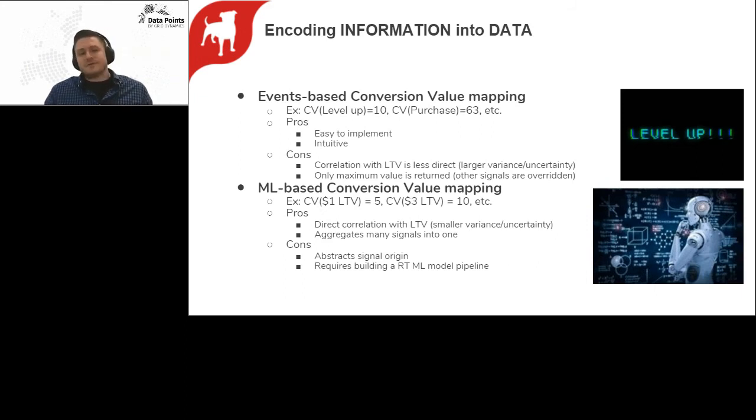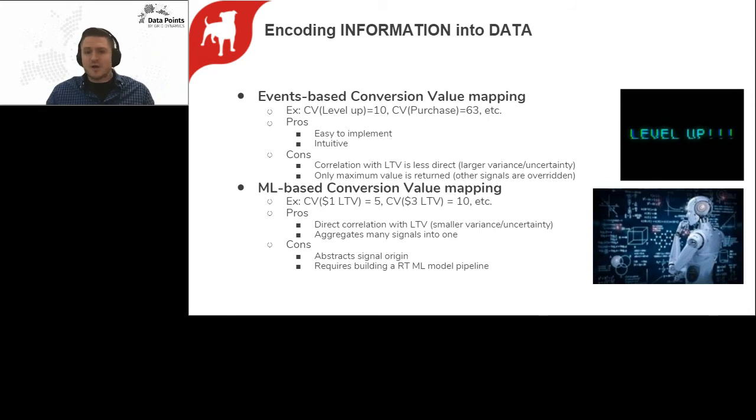The other alternative to event-based conversion mapping is to use something that's machine learning based. And that involves basically taking the thousands of events that we collect, distilling that down into a single LTV estimate, and then doing a very trivial mapping to conversion value, where obviously increasing conversion value means increasing LTV. Now, all the pros and cons here are flipped, as you can imagine. This has a very direct correlation with LTV. In fact, the deviations from LTV are the errors in the model. So reducing the errors directly improves the correlation.